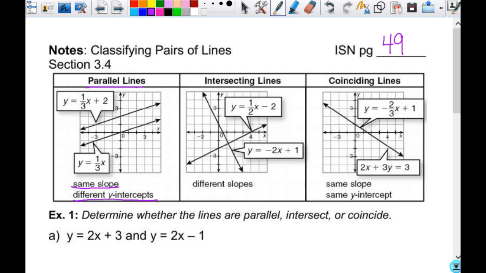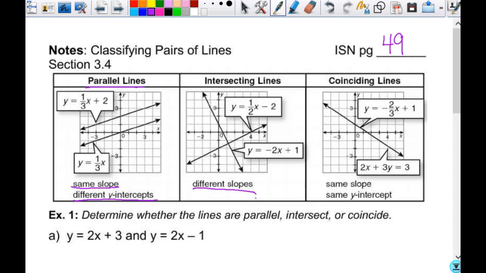Intersecting. If they're perpendicular, we know that the slopes are what? Negative reciprocals. But if they're intersecting, that just means that they're different. They could be negative reciprocals, but they're just not the same, and that's all that matters. That means they intersect at some angle. We don't know what it is. We don't even care.